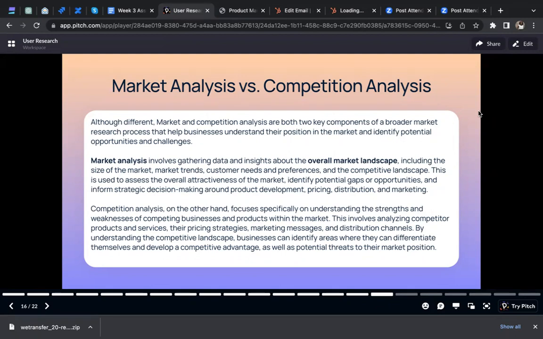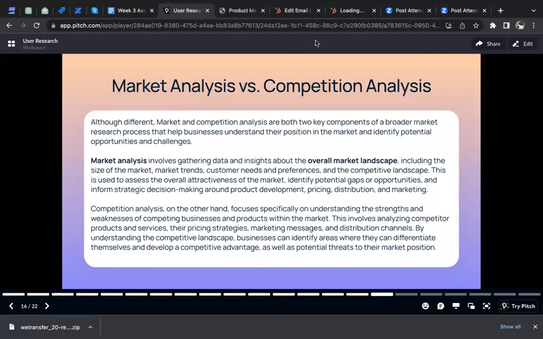Basically, competition analysis is a subset of market analysis. When you do a thorough market analysis, you would definitely have to do a competition analysis, but a competition analysis is just a part of market analysis. So what are we saying? What's market analysis? It involves the gathering of data and insights about your overall market landscape. You get to know the size of your market, trends, your customer needs, your preferences, and your competitors. Like I just said, it is used to assess the overall attractiveness of your market. It is used to identify the potential gaps or opportunities in your market. It is used to inform the strategic decision making around your product, pricing, marketing, distribution.